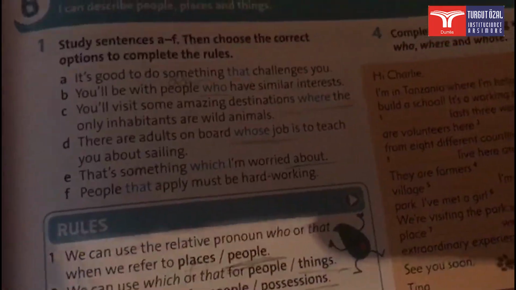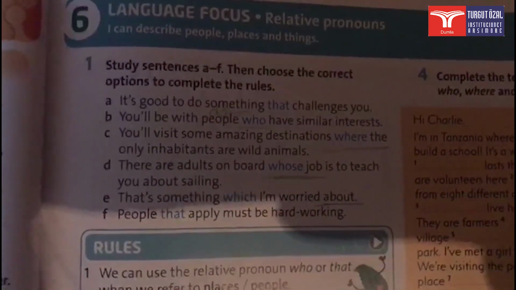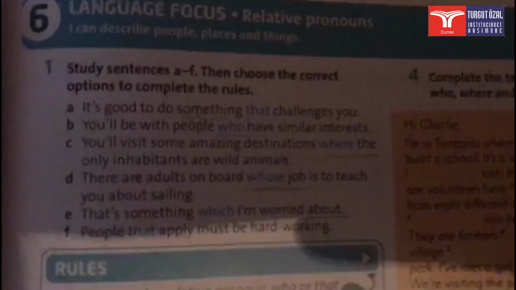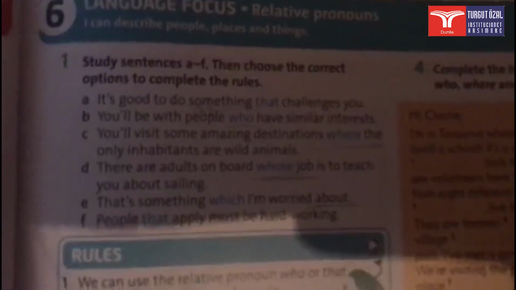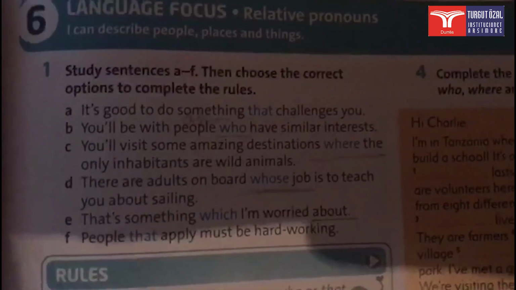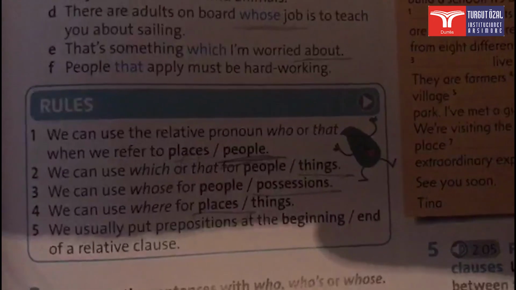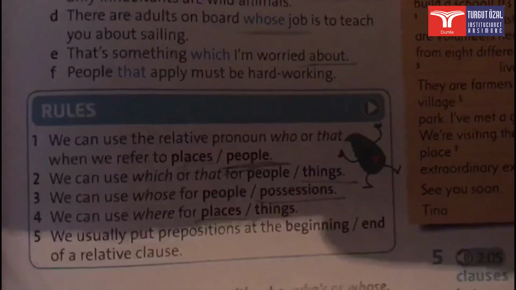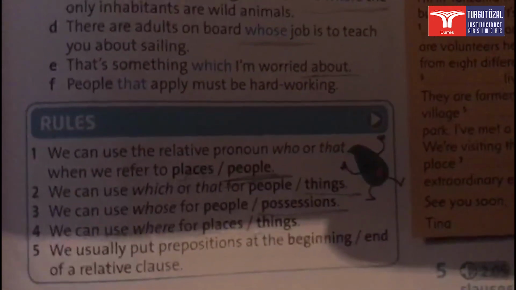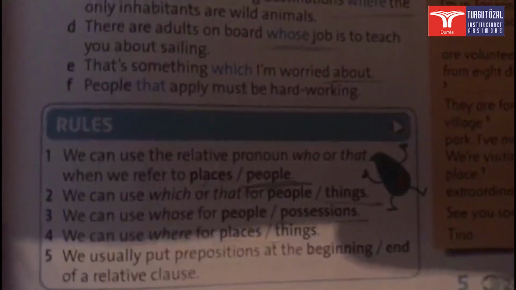Now, we will continue with our book. Exercise number 1 says, study sentences A to F, then choose the correct options to complete the rules. So you are going to study the sentences and you are going also to underline the correct option or alternative in each rule. The rules are explained previously in our lesson.